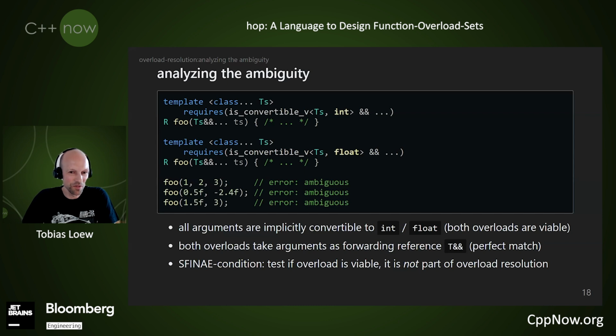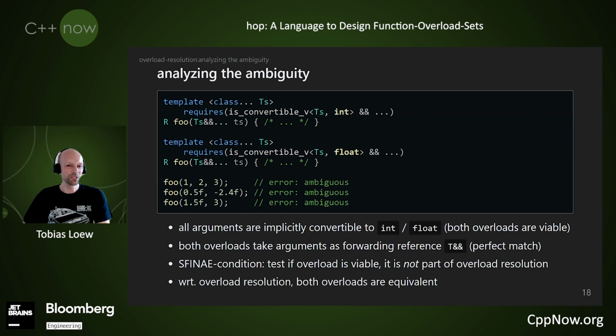And though the test for both is positive, because every int is convertible to an int, of course, and to a float, and the other way around, with respect to overload resolution, both overloads are equivalent. They're both perfect matches for the arguments, so they are ambiguous.